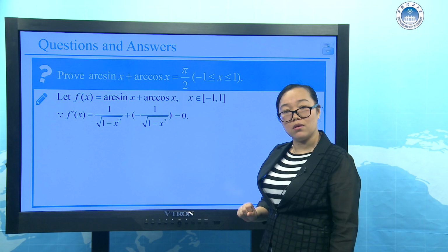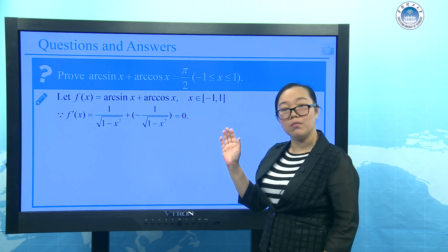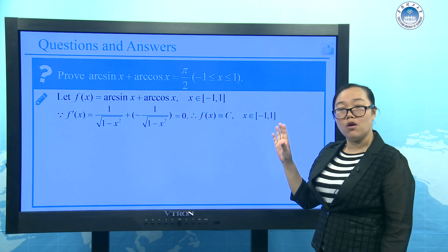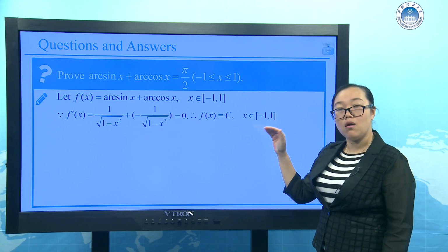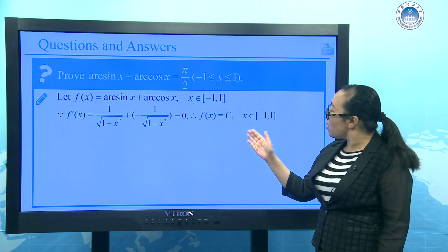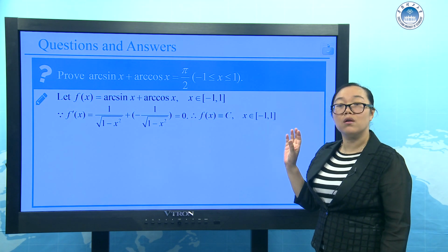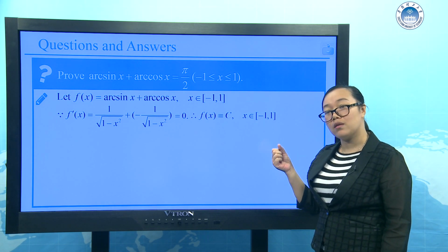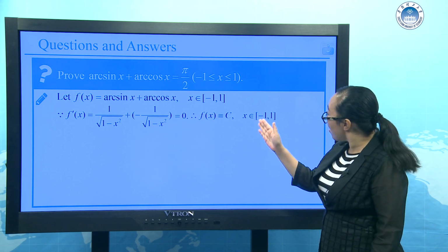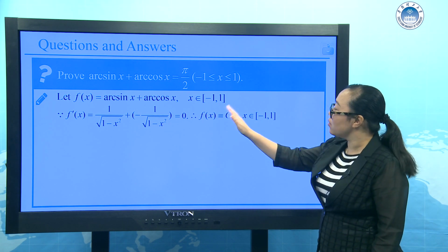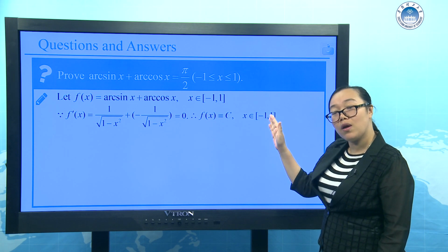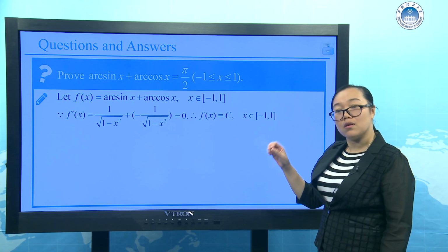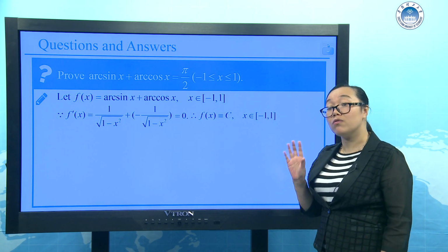How about f(x)? What kind of function has derivative equal to 0? Yes, f(x) equals c forever. For every x, it always equals c. f(x) equals c for every real number x in the given domain. How to understand this? This means x equals 0, f(x) equals c. x equals -1, f(x) equals c. x equals 1, f(x) equals c. So we try to find the c.